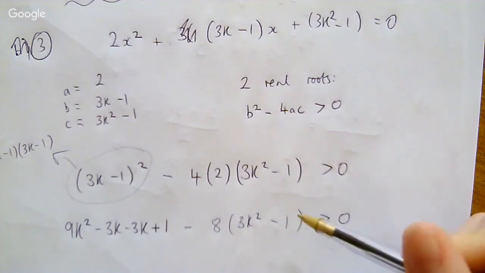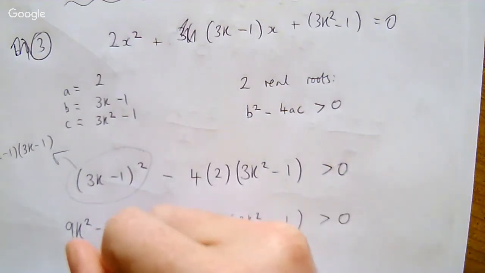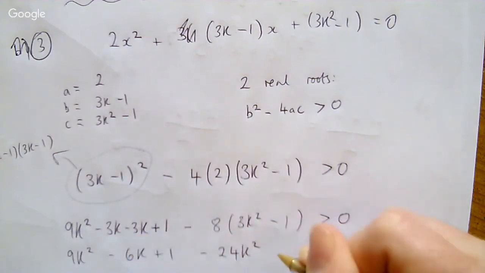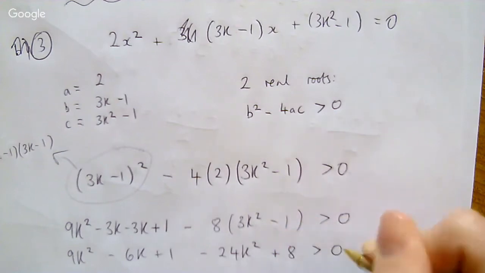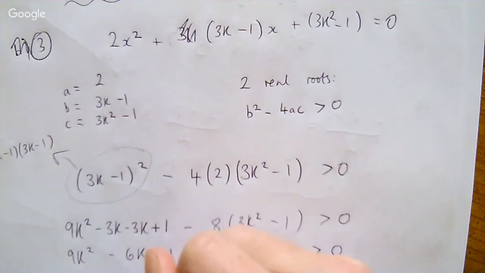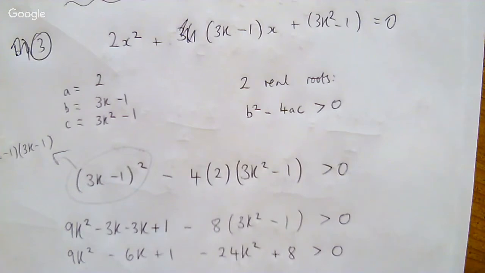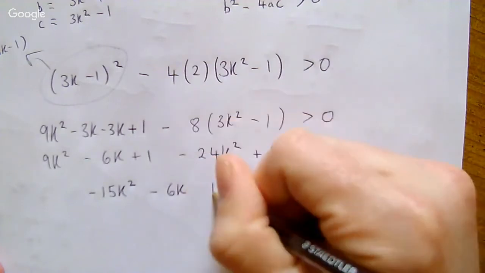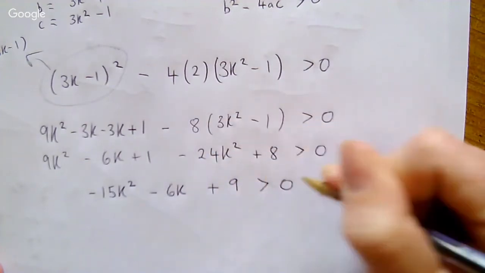Okay, so now I'm going to expand and start to simplify. So I'm going to get 9k squared minus 6k plus 1 minus 24k squared, and then plus 8 is greater than 0. Okay, so what's that going to give me next? 9k squared minus 24k squared is going to give me minus 15k squared. I've got no other k terms, so I'm going to have a minus 6k. Then I'm going to have plus 1 plus 8, which gives me plus 9, is greater than 0.